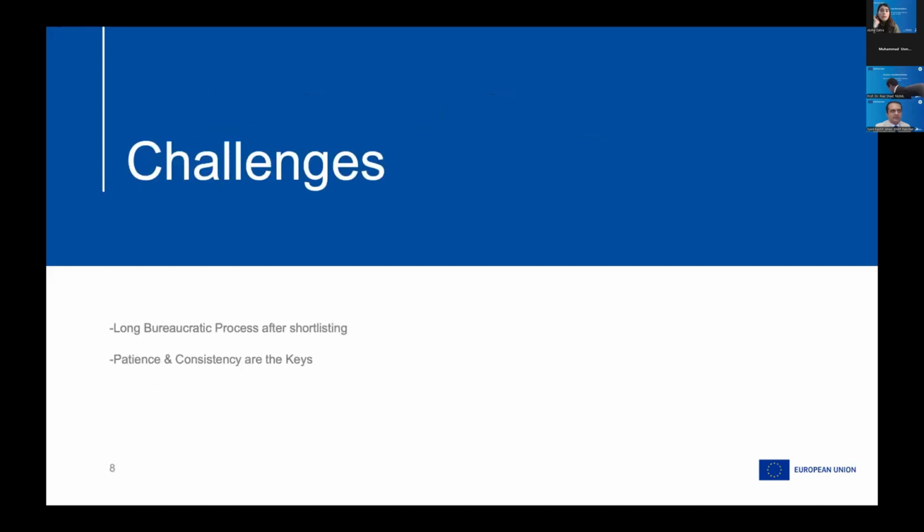While working on Erasmus Plus projects, it's usually challenging. As you have seen on the portal, there are so many things that you have to do. There's a long bureaucratic process, even after shortlisting. But you have to be patient, and consistency is the key. Even when it is announced that you are shortlisted, there's so much that still has to go through. You have to involve the university administration, and usually it takes very long. It took really long for us, not because of the project, but because of the administrative work. So you really have to be consistent, and patience is the key with these Erasmus Plus projects.